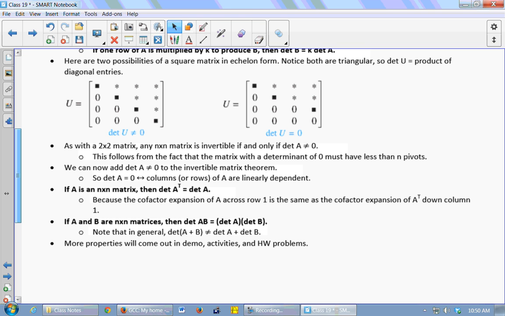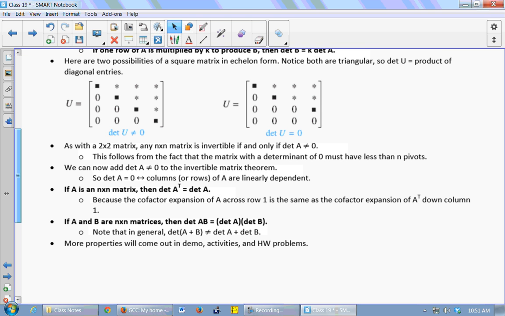So this one has an inverse. This one does not. Because this one has n pivots, which was part of the invertible matrix theorem. N pivots means it has an inverse. This one is going to have fewer than n pivots, so it does not have an inverse. If it has a pivot in every column, because it's square, it will also have a pivot in every row. So as with a 2 by 2 matrix, any square matrix is invertible if its determinant is non-zero.